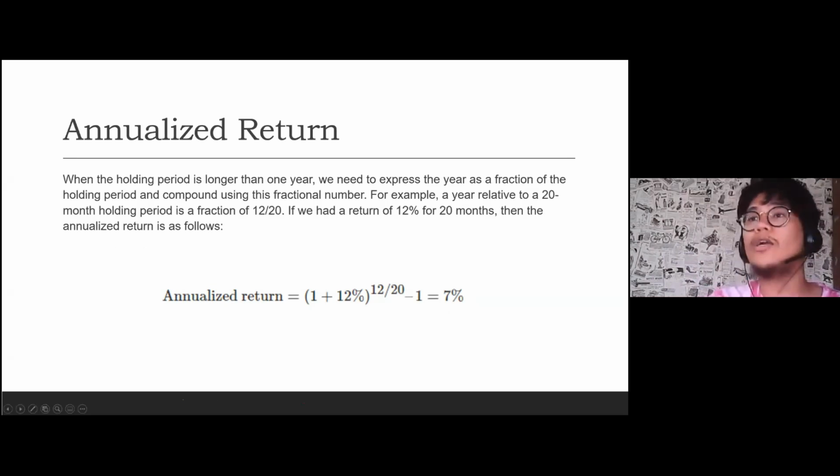Over the holding period, the months, days, or weeks of holding period that is more than a year. Okay, so basically it's 1 plus I raised to F over your holding period, in months, days, or weeks, minus 1 to get the annualized return. Okay?